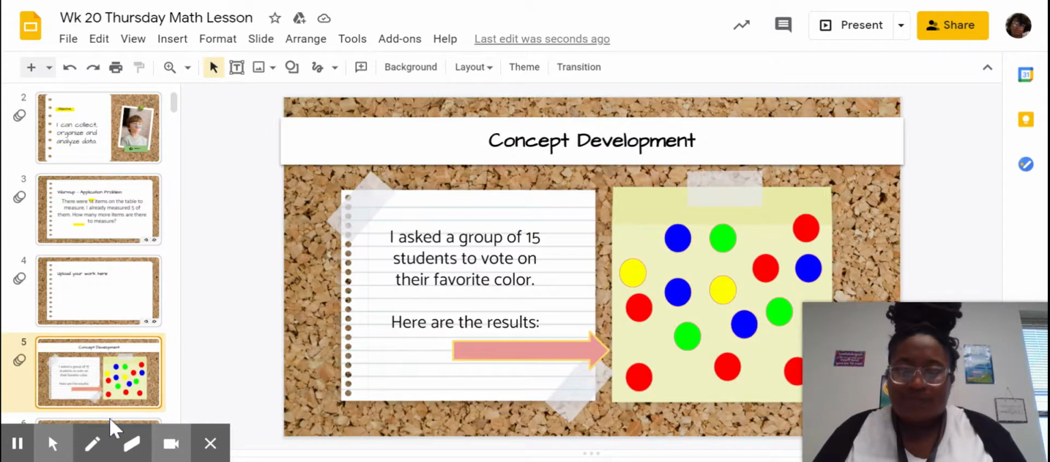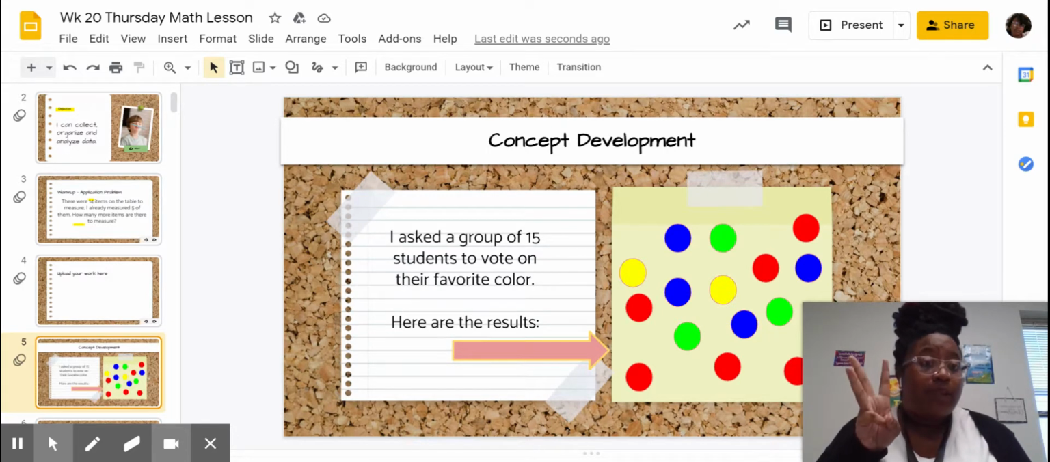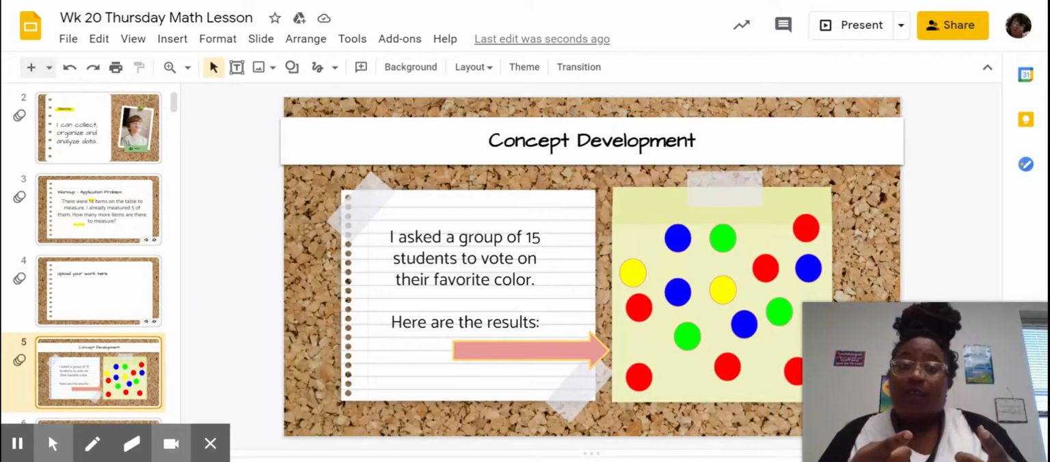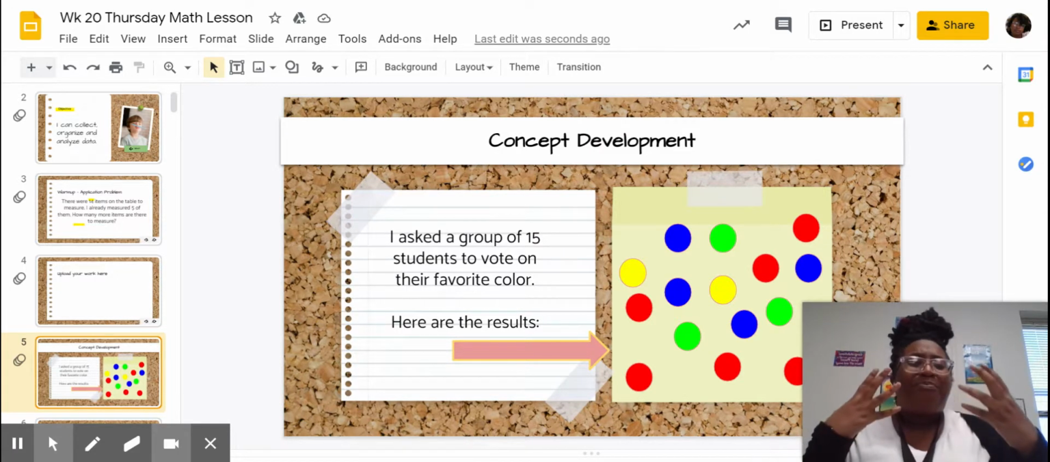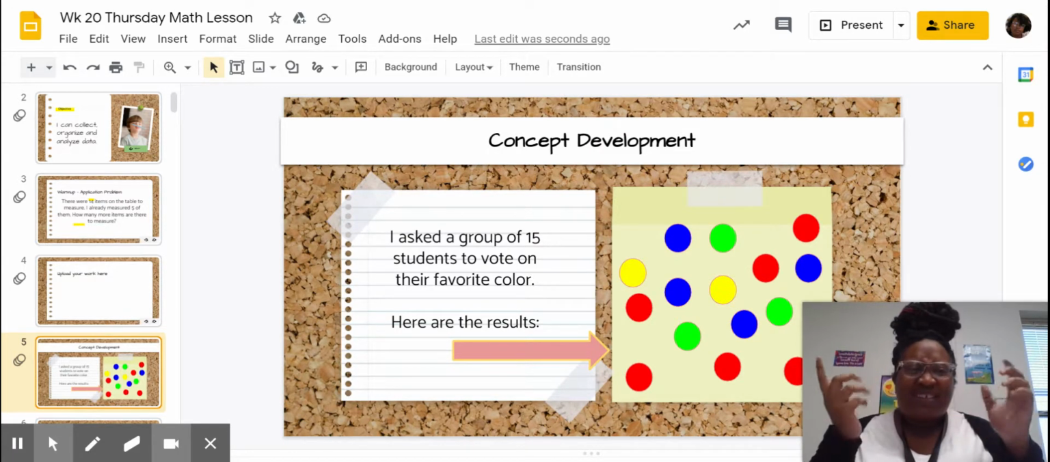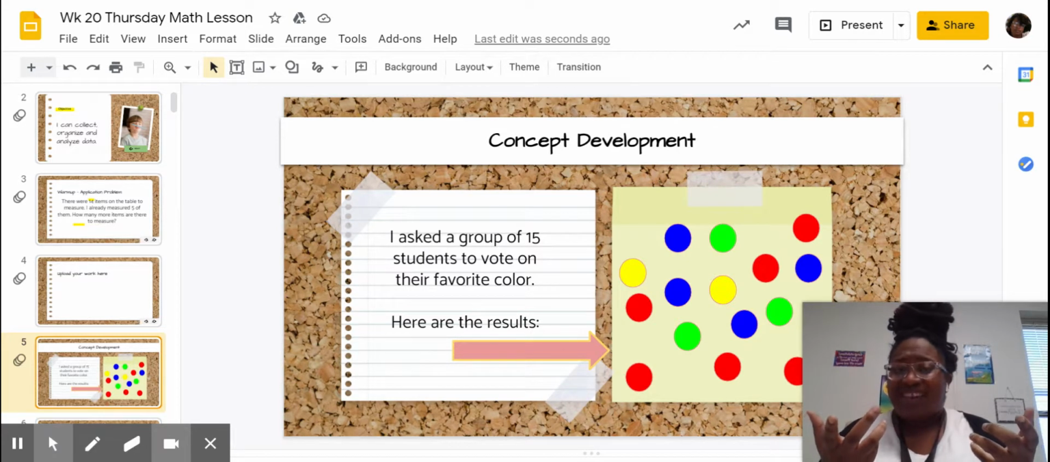So, check this out. I decided to go around and ask 15 students what their favorite color was: green, red, blue, or yellow. If we look at this sticky note here, this is the results of my data. But it doesn't look too organized. It's a bunch of colored dots all over everywhere. That makes it kind of hard for me to share my data with other people and for them to get a clear picture of how many students chose what color. But I think that there's a way we can fix that.